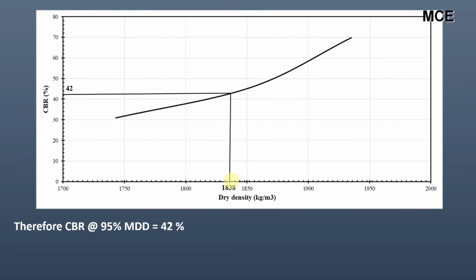So this represents the procedure of how to calculate the CBR value at 95% of maximum dry density according to ASTM D1883.